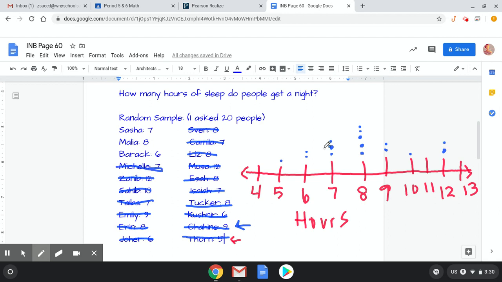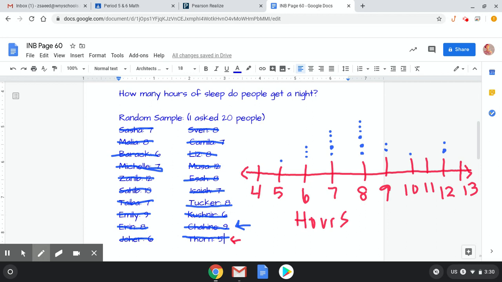Michelle slept 7 hours. Barack Obama sleeps 6 hours. I'm just assuming he sleeps 6 hours because he is busy. Malia sleeps 8 hours. Sasha sleeps 7 hours. Okay. And that is your dot plot. That's how you make a dot plot.